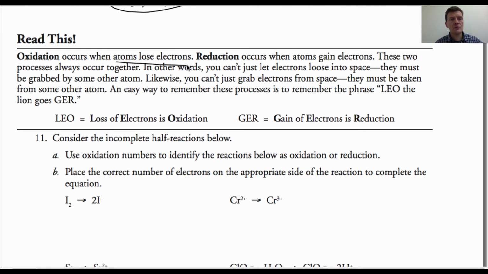Oxidation occurs when atoms lose electrons. Oxidation is losing, OIL. Reduction occurs when atoms gain electrons, RIG. Reduction is gaining electrons. These two processes always occur together, always, always, always. In other words, you can't just lose electrons and just have them go off somewhere by themselves. They must be grabbed by some other atom. There's a transfer from one to the other. And you can't just grab electrons from somewhere out in space. That's not where they hang out. They must be taken from some other atom.